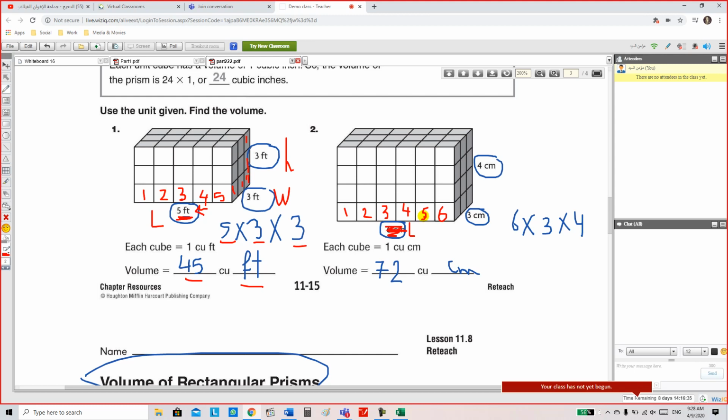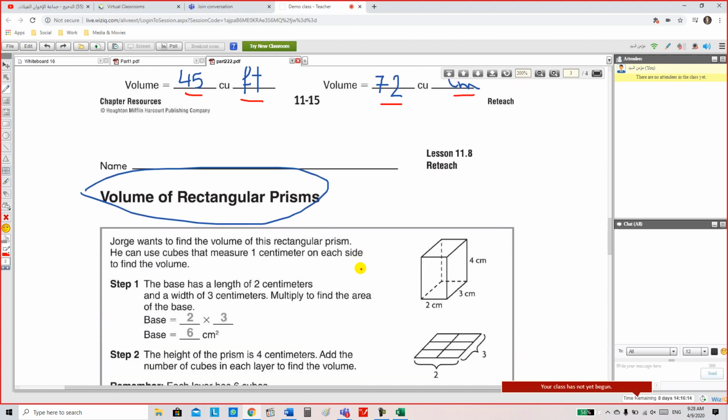Okay, after that we have the 3 as width and 4 as height. Okay, let's multiply them together to get the volume. It will be 72. 6 multiplied by 3 multiplied by 4, it will be 72 cubic centimeters. Okay, let's move to the next page.